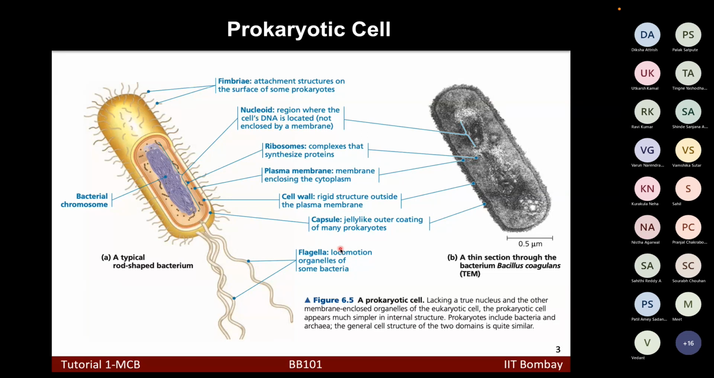Also, in addition to the fimbriae, some prokaryotic cells can have long thread-like elongations. The fimbriae are smaller elongations, but flagella are longer projections like this. They are like tails. They help the bacteria to move forward. Okay.